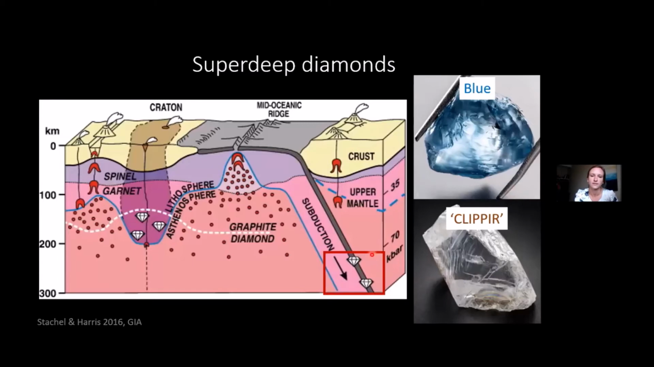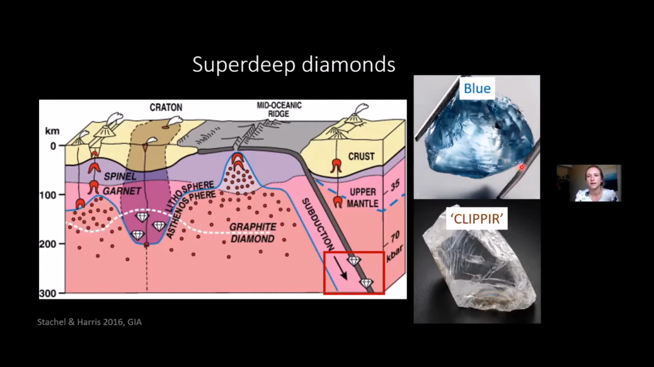And so on the same cartoon, we can see the region of super deep diamond formation circled here in the red. And I think this illustration does a great job of conveying an important fact, and that is the fact that the majority of super deep diamonds appear to be associated with deeply subducting slabs.